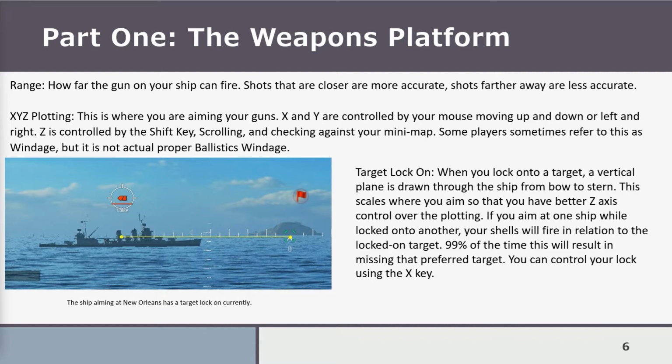Target lock on. When you lock on to a target, a vertical plane is drawn through your ship from the bow to the stern. This scales where you aim, so you have better Z-axis control over your plotting. If you aim at one ship while locked onto another, your shells will fire in relation to the locked on target, and most of the time you're going to miss. It's just what's going to end up happening because you're not scaling your aim in relation to the target you want to hit. You're scaling it to the one you're locked on. This can be controlled by pressing X in order to manually lock or unlock off of a target.